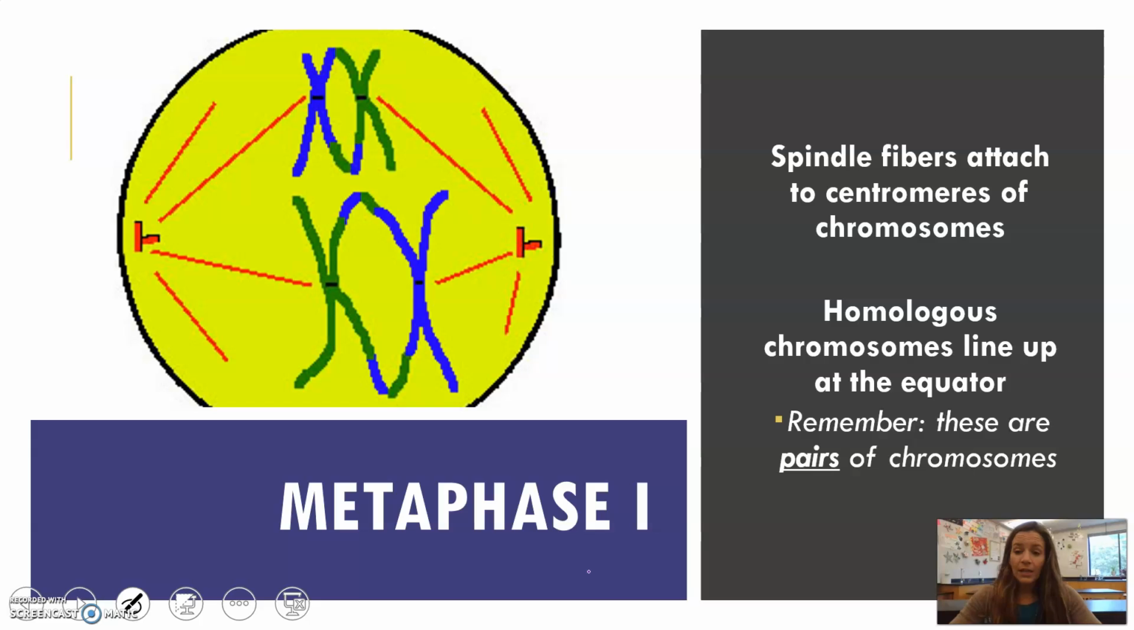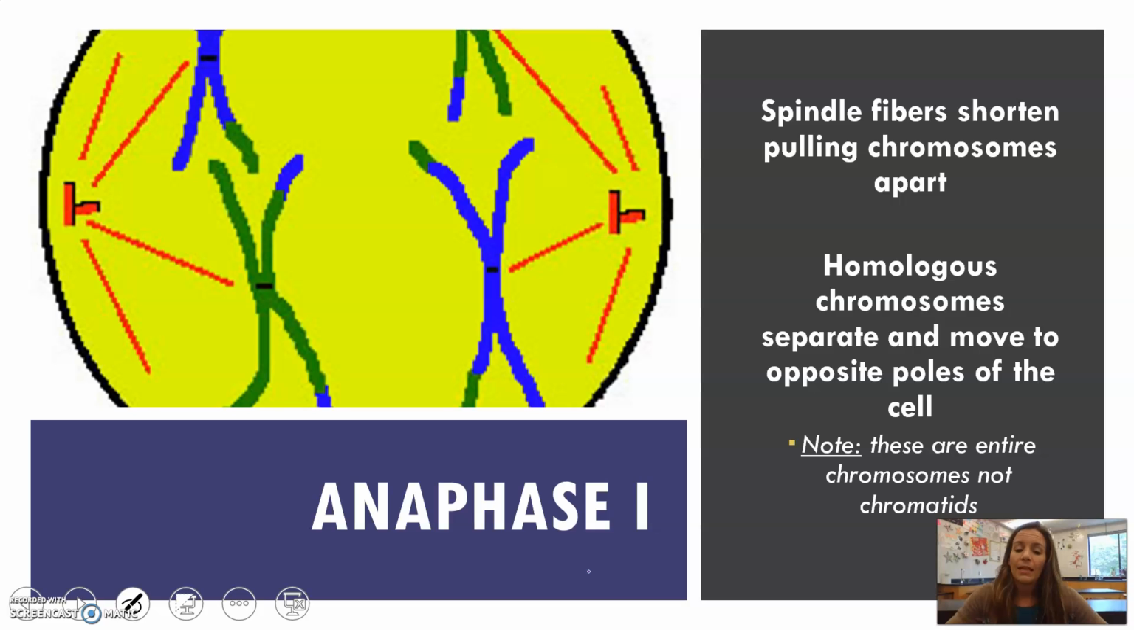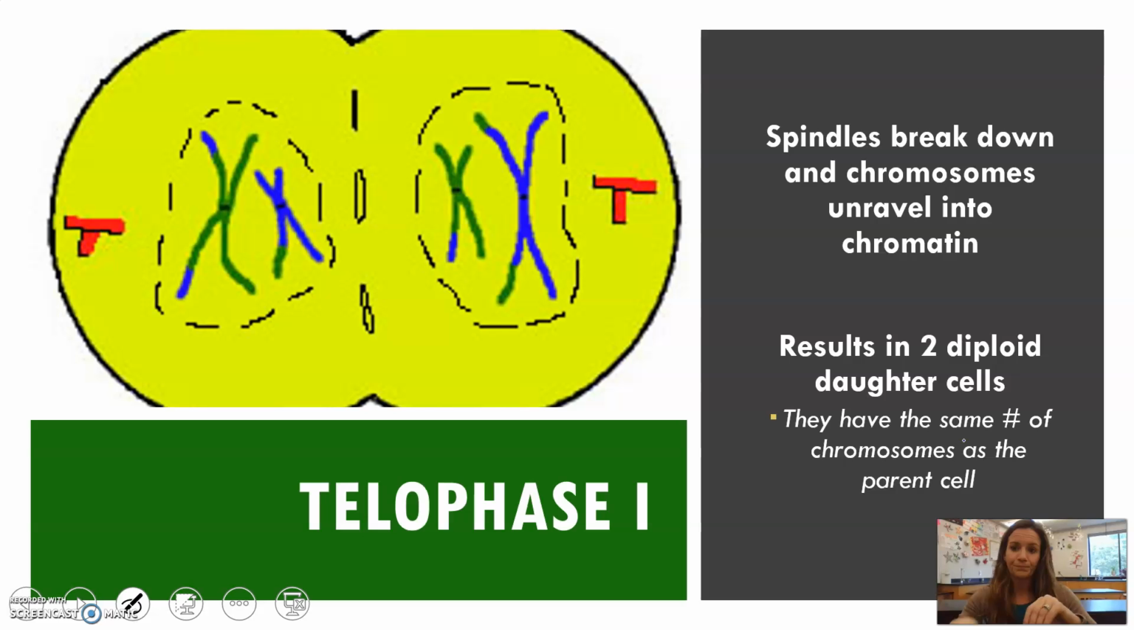Metaphase I is also the same as mitosis, except they're in pairs. So the pairs line up on the equator. It's not single file like it is in mitosis. In anaphase I, those spindle fibers are going to shorten, once again pulling the chromosomes apart. But notice how we are moving entire chromosomes, not chromatids, to the poles. So we're just splitting the pairs.